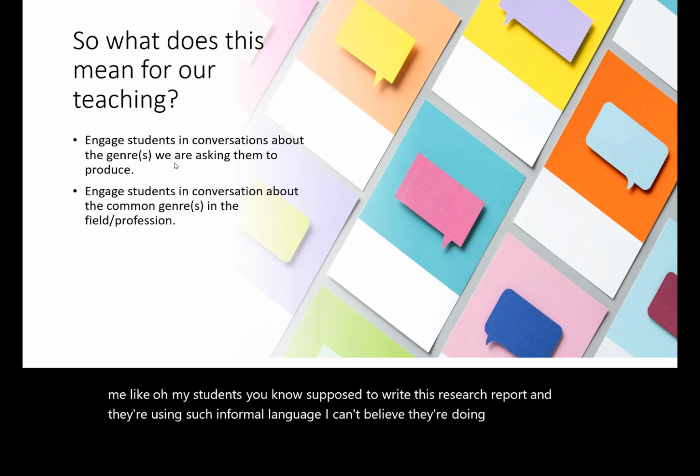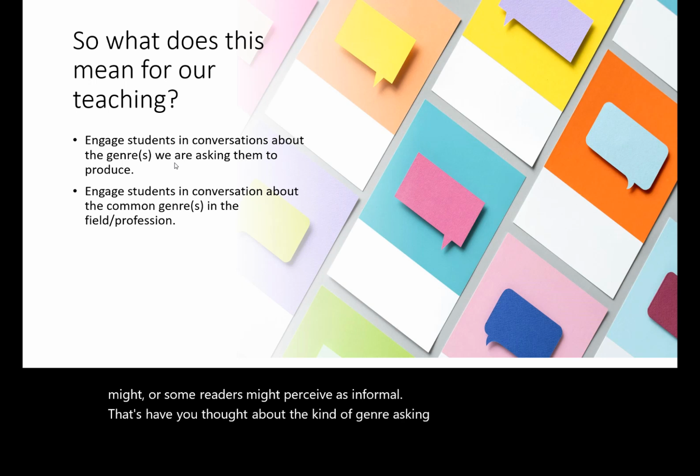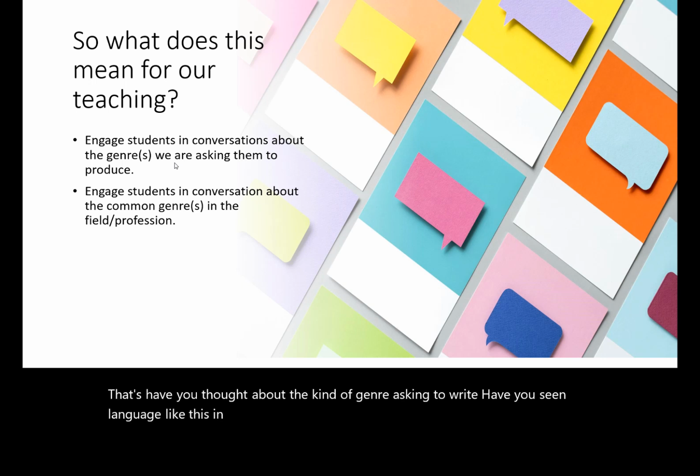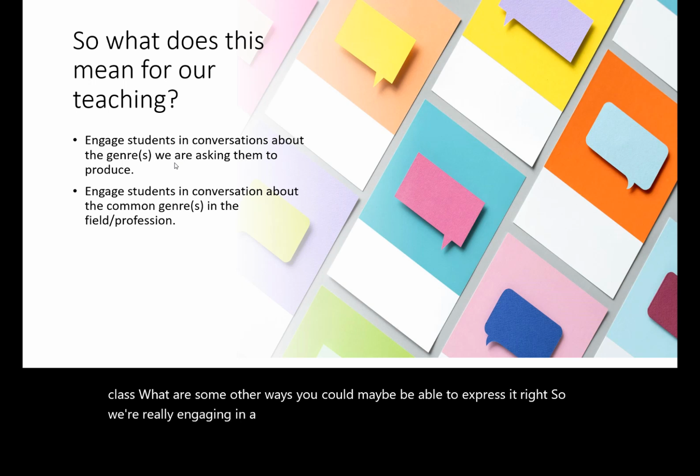So maybe a question to ask is like, I'm noticing you're using some language that some readers might perceive as informal. Have you thought about the kind of genre we're asking you to write? Have you seen language like this in some of the research articles you've been reading for the class? What are some other ways you could express it, right? So we're really engaging in a conversation. We're not chastising, we're not correcting, we're providing guidance and direction.